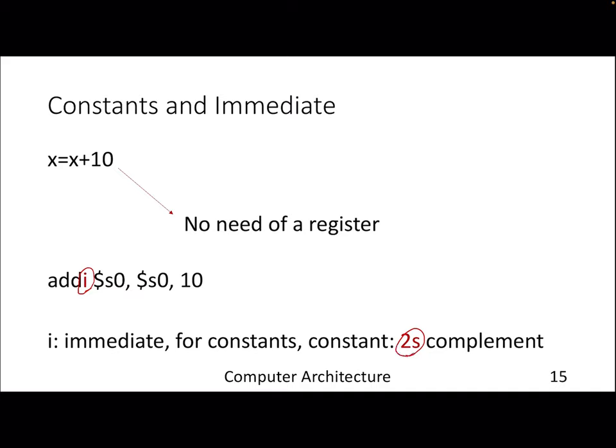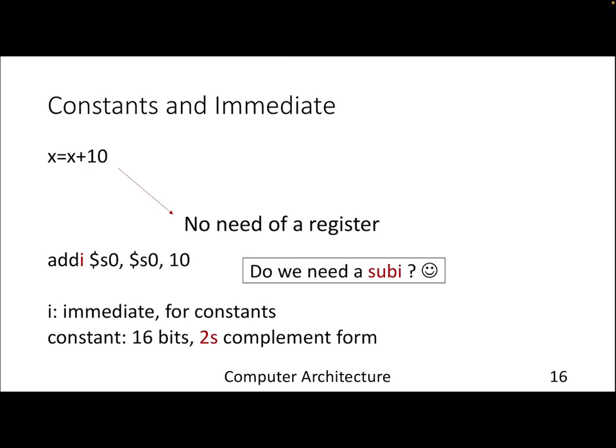So if you remember your course on digital logic, you will know that there are various ways of representing numbers. And in this case, we are dealing with 2's complement, right? So as you can see, this particular instruction is adding 10 to a particular variable x, let's assume x is stored in s0. For 10, there is no register. So 10 itself is a constant that can be used directly in the instruction. So there is no need of a container in the form of a register.